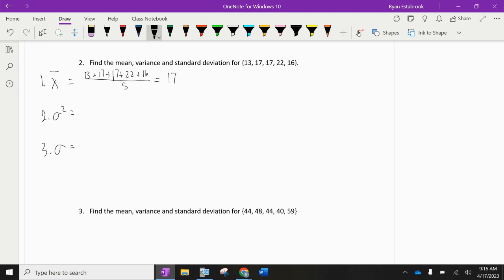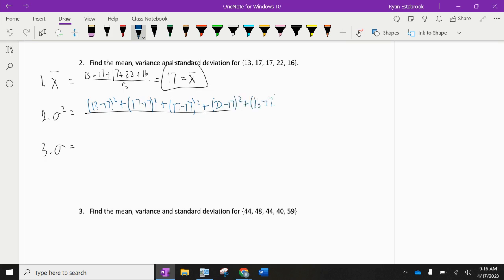Once you have that, so this is our mean, then to find the standard deviation, 13 minus 17 squared, 17 minus 17 squared, 17 minus 17 squared. So I'm taking 13 minus 17, 17 minus 17, 17 minus 17, now 22 minus 17 squared, and 16 minus 17 squared, divided by 5 because there's 5 terms.